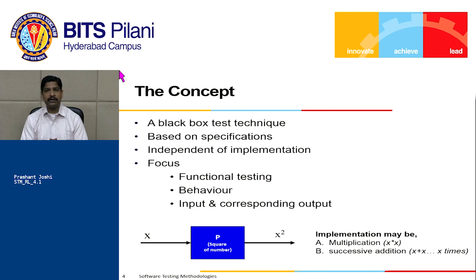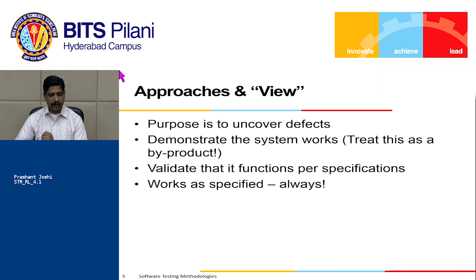And why do we call it black box? The simplest of the examples is that multiplication or successive addition are 2 mechanisms to find a square, and we could use any one of them, but we are not going to worry about how the whole piece is done inside this particular box. So this whole thing remains a black box for us. And then our view is also going to make sure that we want the system to be working at the end of our exercise, and we want a system that works.